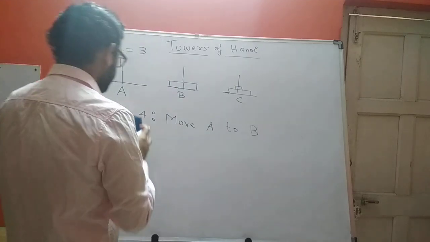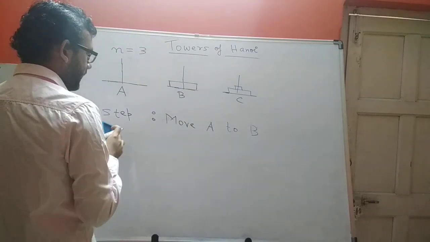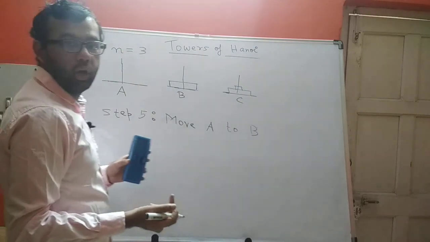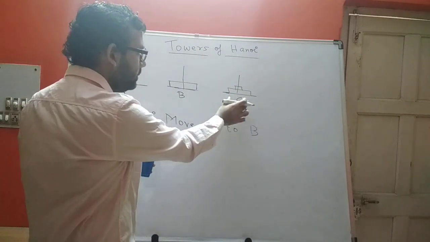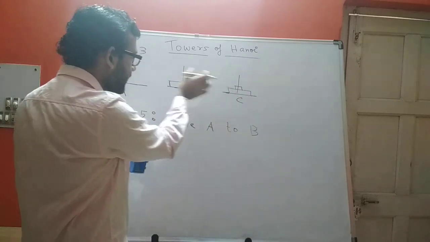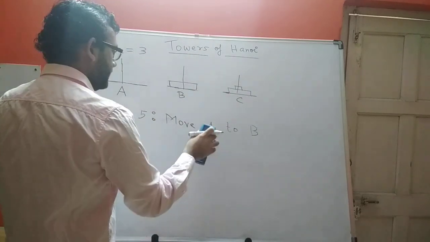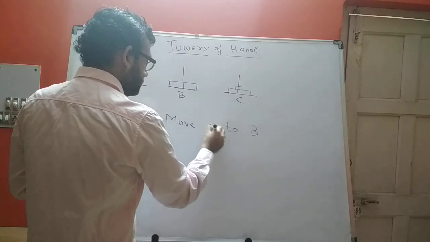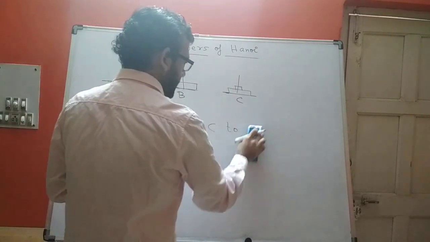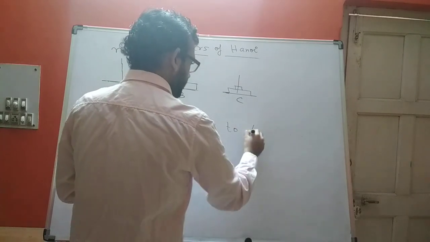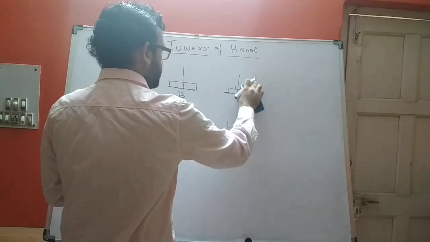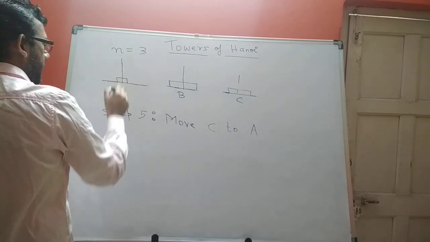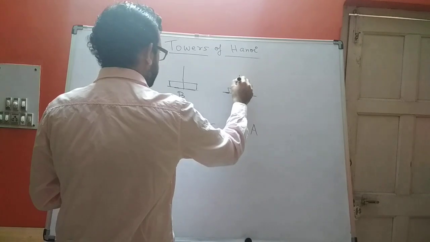Now, step number 5, look at this. In step number 5, I will take the smallest disk and put it on peg A. Why? This will enable me to take the second largest disk and put it on peg B. So, I'll take the smallest. I'll move from peg C, which contains the smallest disk, and I'll place it on A.